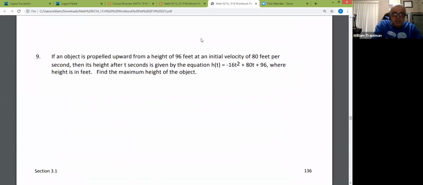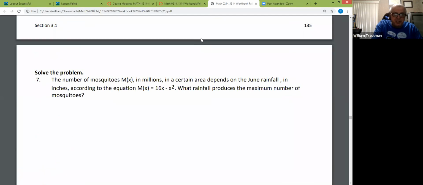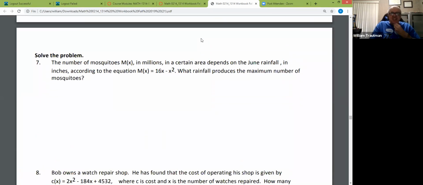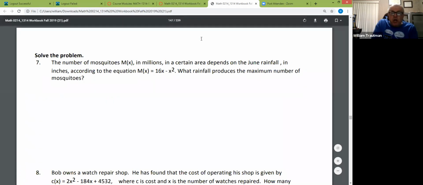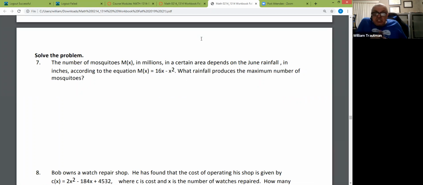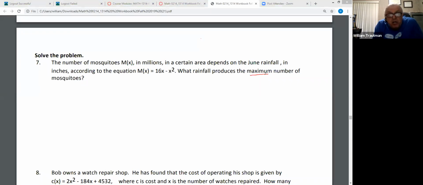Seven, 8, and 9. Word problem alert. Word problem alert. Okay. So on these word problems, it's the same thing we've been doing, finding the vertex. I'm going to tell you right now, it's the same thing we've been doing. In fact, I say let's just find the vertex on these right now. It might be easier to find the vertex on these right now. So if it says what rainfall produces the maximum number of mosquitoes.